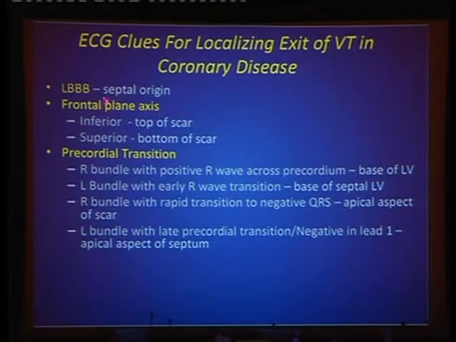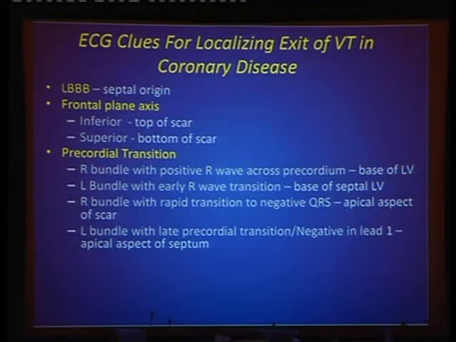Okay. So in coronary disease VT, if you see left bundle branch block morphology, usually a septal origin. If you see a frontal plane axis that is inferior, think that it's arising from, or at least the exit is arising from, the top of the scar. If you see a superior axis, think that it's arising from the bottom of the scar. This is critically important and easy. You have to do this before you go into the lab.